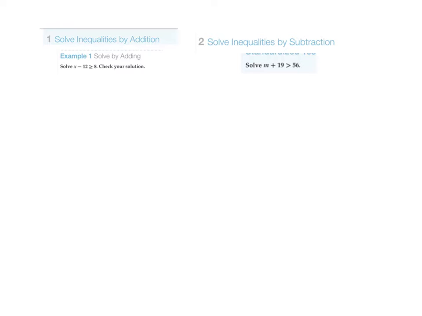To solve by adding, we're going to look at our inequality as if it were an equal sign. And we're looking at what's going on with the variable. The variable has a subtraction, so we're going to do the opposite and we're going to add.